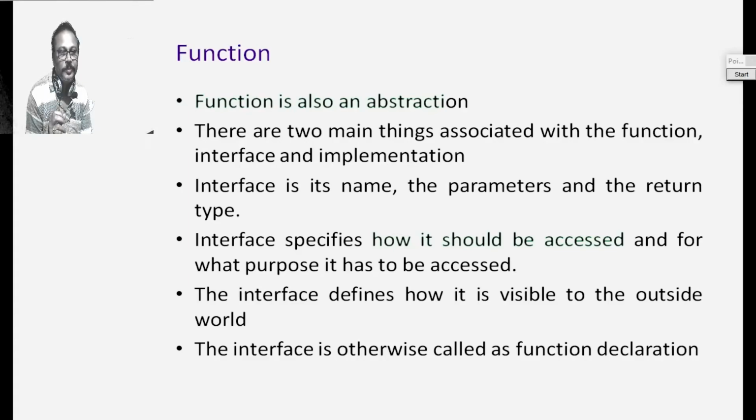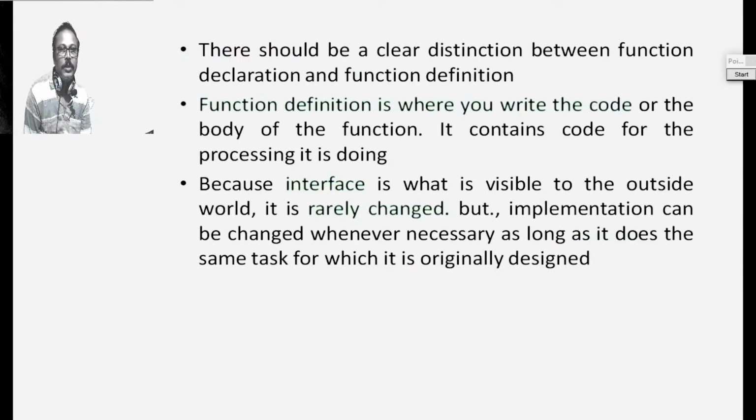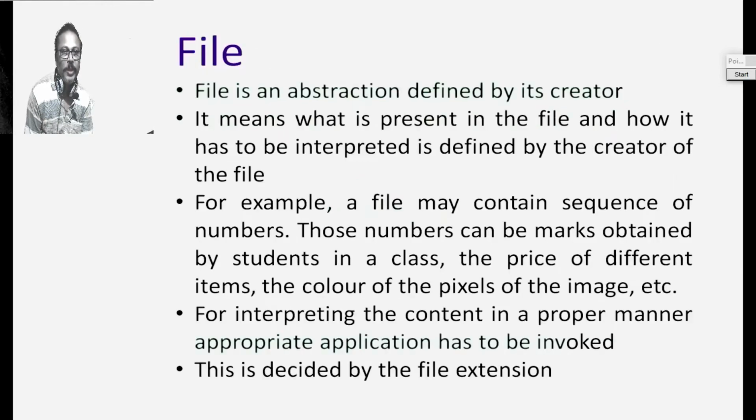Implementation means the actual code. While invoking a function, you don't bother about the actual code that is written. You only bother about what I have to pass and what I am going to get back. That is important. So this differentiation between interface and implementation is required, and this plays a major role in programming.